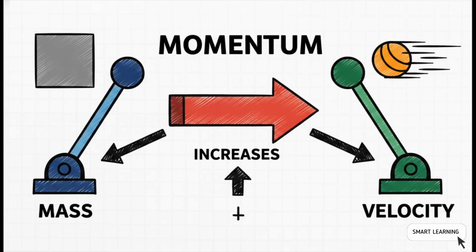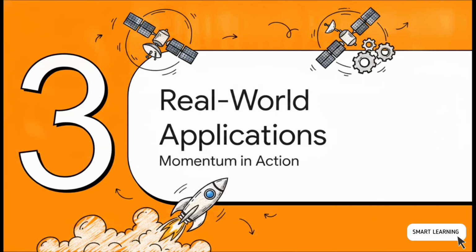So, to summarize our little thought experiment, the rule is incredibly straightforward. Momentum increases when either mass or velocity increases. You essentially have two levers you can pull here. If you scale up the mass, the momentum scales up. If you scale up the velocity, the momentum scales up. It's this perfect balancing act between how heavy an object is and how fast it's going. Let's look at Section 3, Real-World Applications.